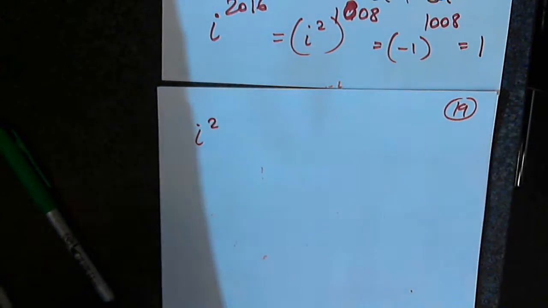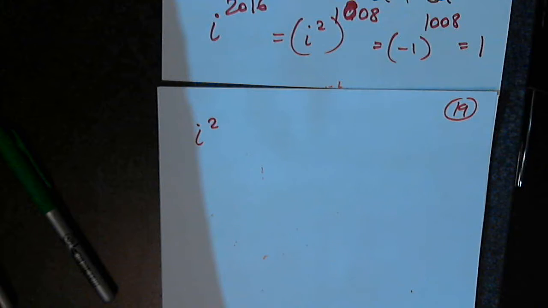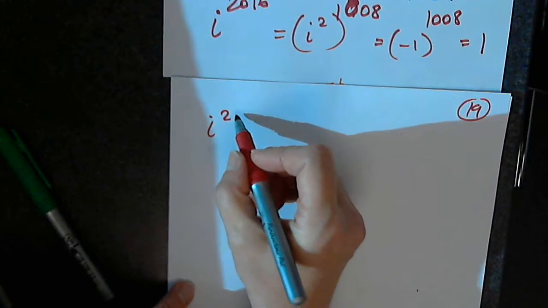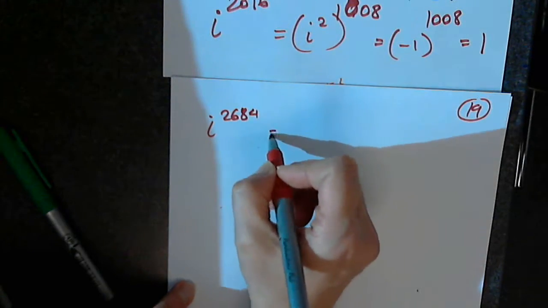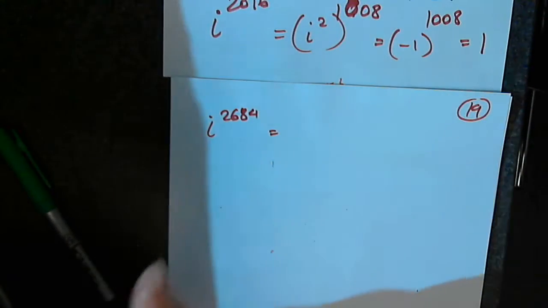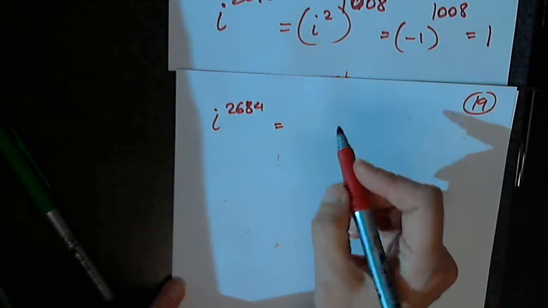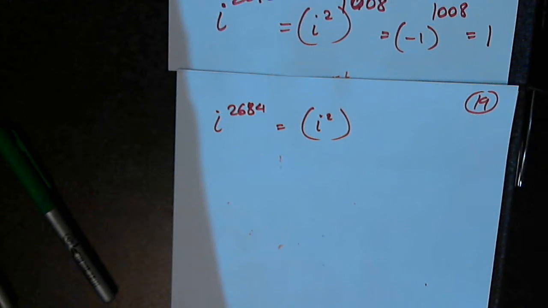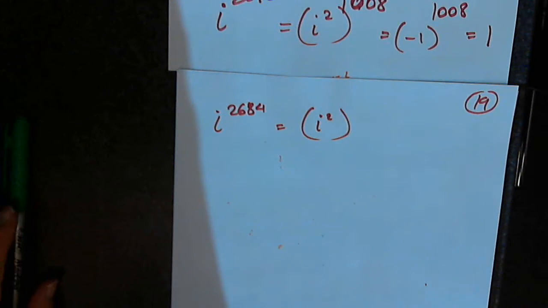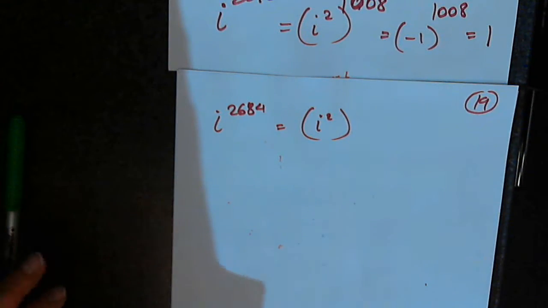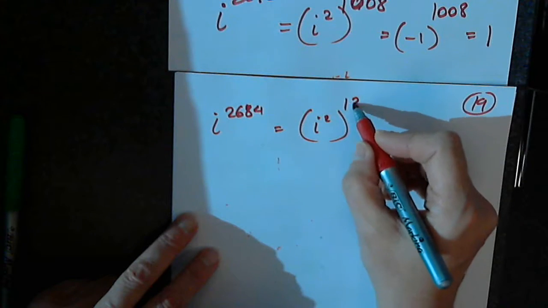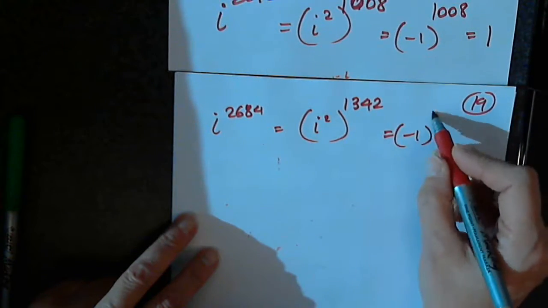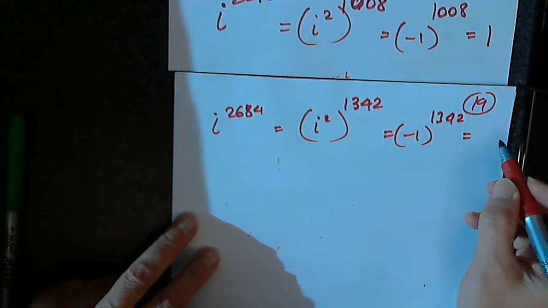Give me another power. 2684. Okay, will be very similar because you also picked an even number, but that's okay. So this will be i squared raised to which power? It's similar, but maybe the result will be different. I'll show you. So 1342. Okay, so this is negative 1 to 1342, which is 1.